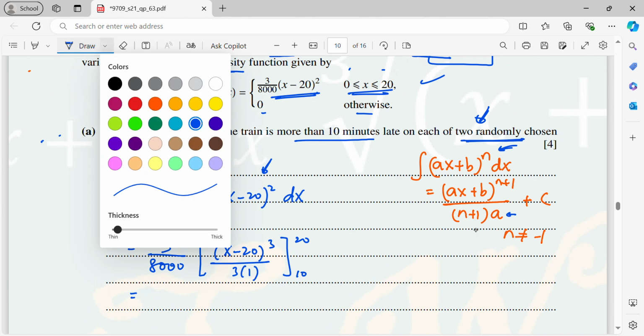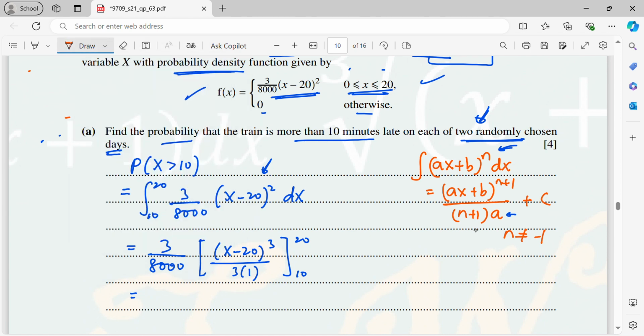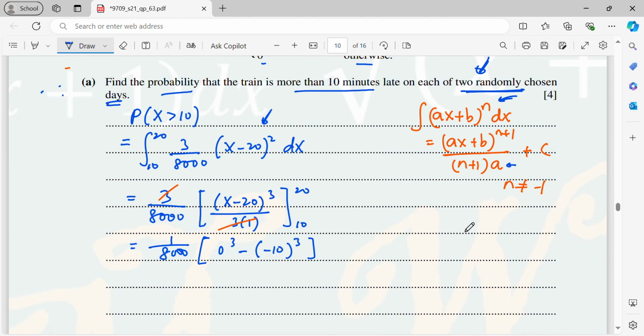Now, before I replace the limits 20 and 10 into the function, I will cancel off the 3 first. So here I will only get 1 over 8,000 times (x minus 20) cubed. When the x is 20, I will get 0 cubed. Then minus, when the x is replaced by 10, I'll get negative 10 cubed. Then from here, you will be getting 1 over 8, because negative 10 cubed is basically negative 1,000. Then there is another negative outside. So 1,000 divided by 8,000, that is 1 over 8. But this 1 over 8 is for 1 day.